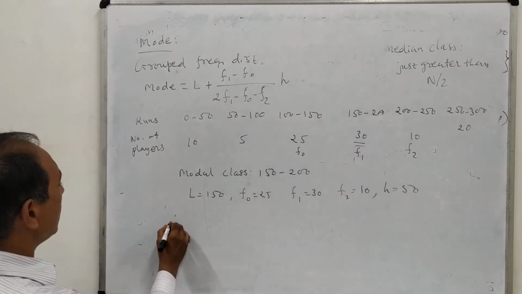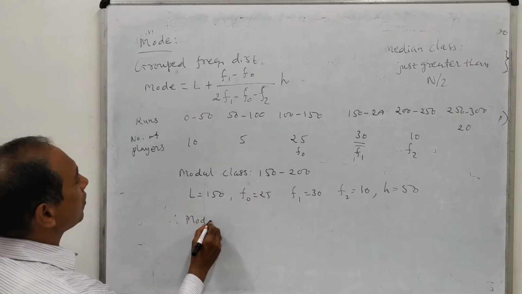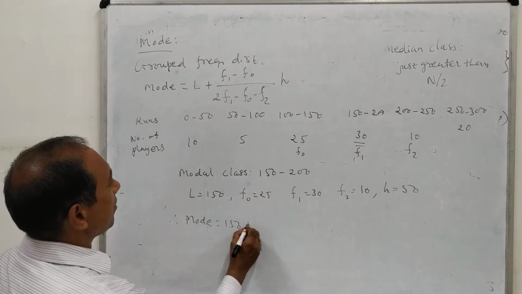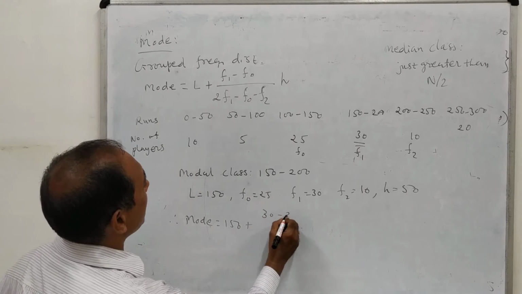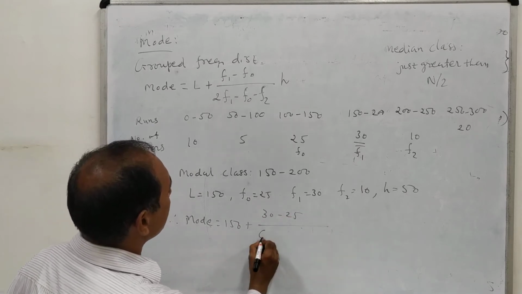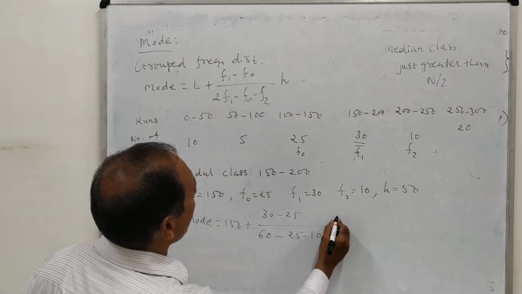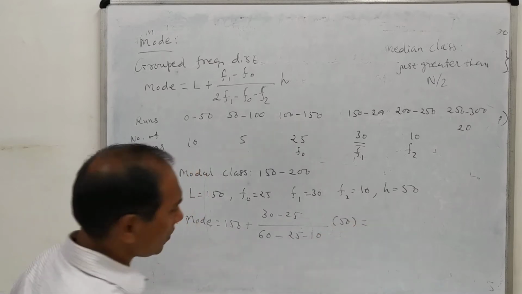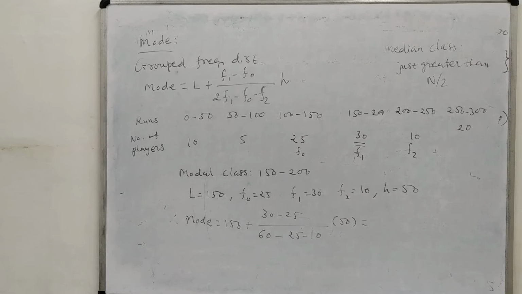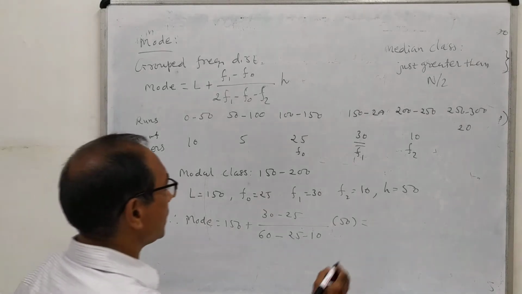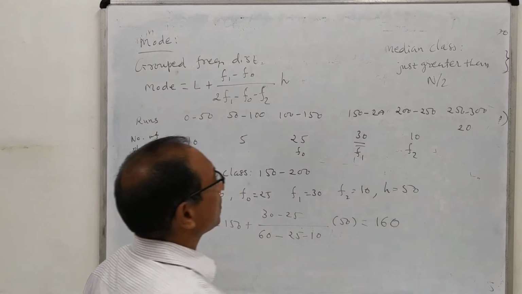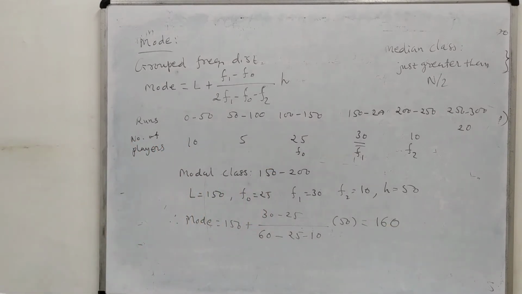So we will have mode, therefore mode equal to L plus, 150 plus, F1 minus F0 means 30 minus 25, divided by 2F1 means 60 minus F0 minus 10, into H, H is 50. So if we use the calci, then we can find out its answer as 160. So mode is also very easy to find out.